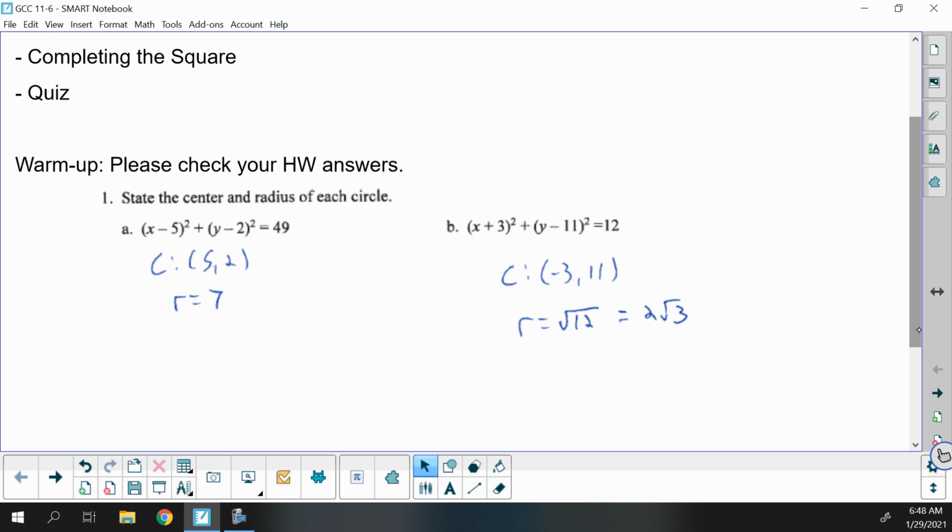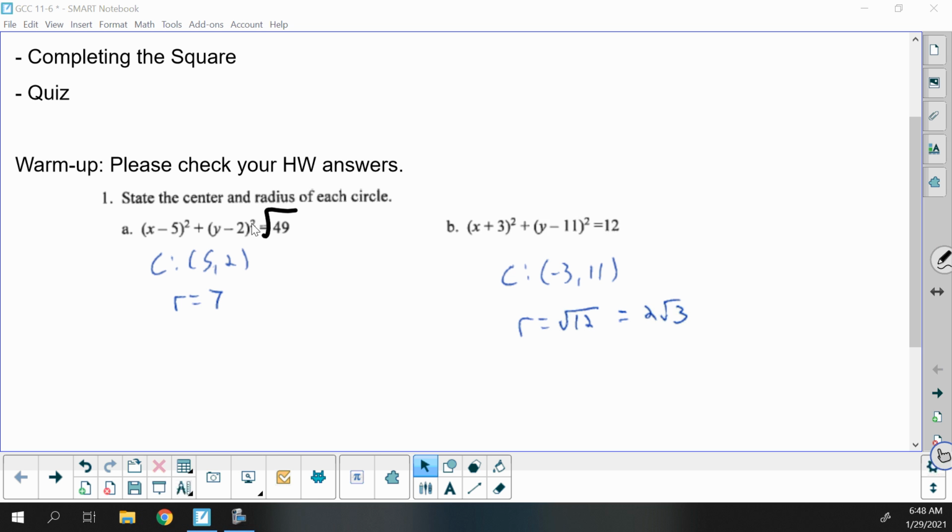So each of these in one are both in center radius form. Remember, your center is the opposite sides of what's in the parentheses there, so positive 5, positive 2. And your radius is the square root of what it's equal to, because that's equal to the radius squared, so square root of 49 is 7.